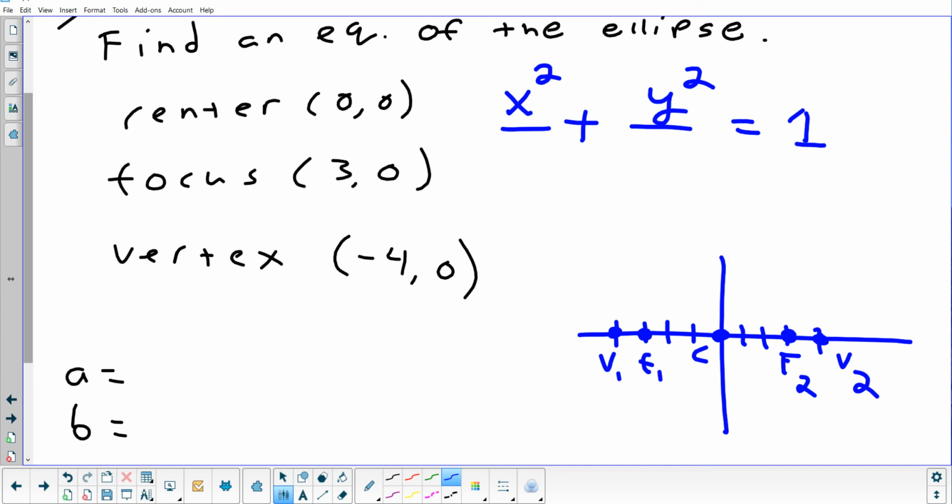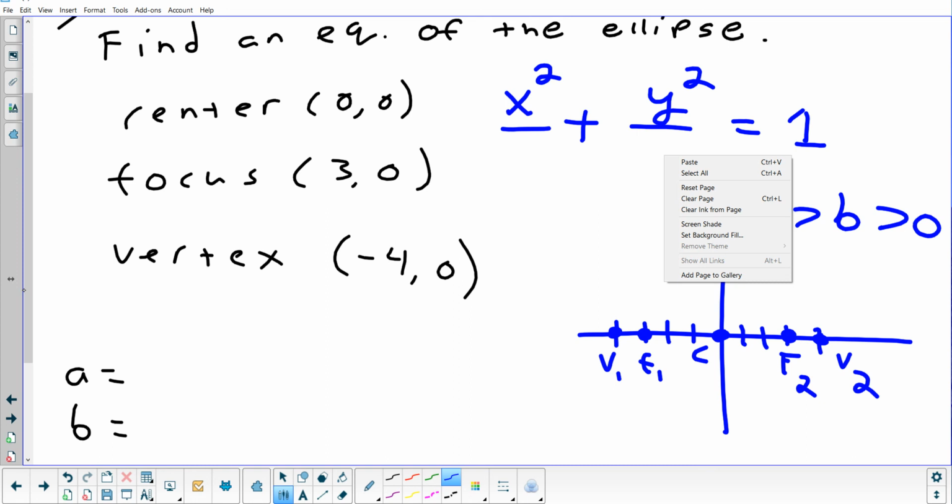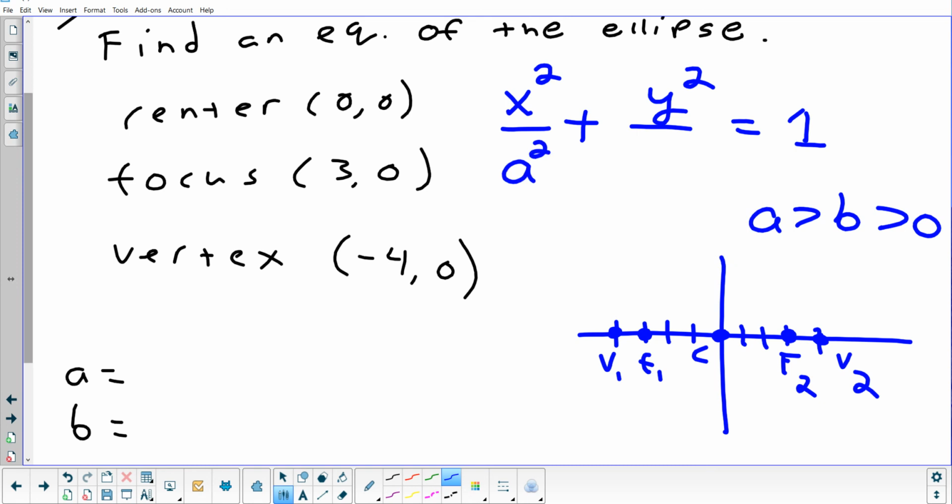All right, so now, which way do we want the major axis to go? Horizontal or vertical? You want the major axis to go right through all that information. So it's going to be horizontal, which means, if you remember, A is greater than B, A is going to go under X. That'll make the ellipse go in the X direction. If you put A under Y, it'll go in the vertical direction. So we want A, B. There's your equation.